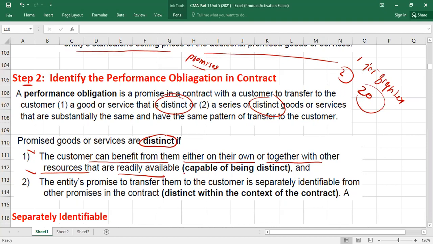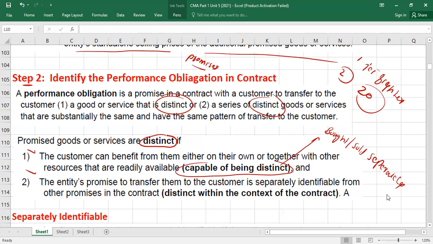Now guys, if you look at it, this is the keyword here. The keyword is that those goods or services are capable of being distinct. Don't forget the word: capable of being distinct. Capable of being distinct means that goods or services could be bought or sold separately from the rest of other goods or services. Okay?